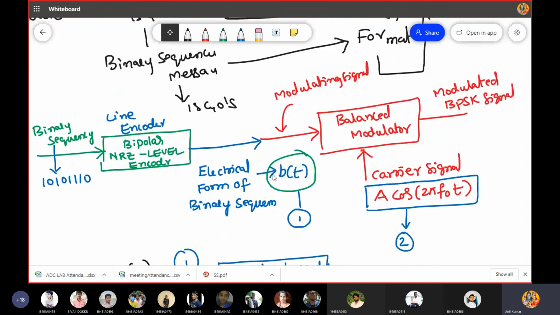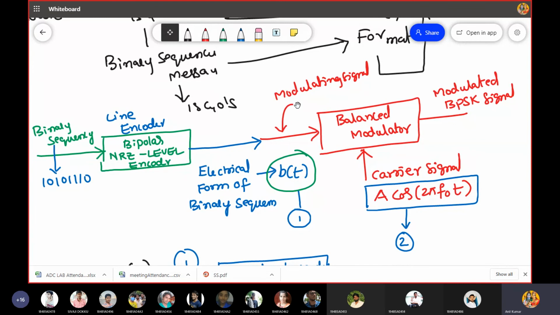This is your generation block diagram. What are the blocks involved in the generation of your BPSK signal? First, the binary sequence is given to the line encoder. This line encoder converts the binary sequence into the electrical form of the binary sequence, which is nothing but your B of t, and this B of t is given as input to the balanced modulator, and another input to the balanced modulator is the carrier signal. The balanced modulator multiplies the two things.